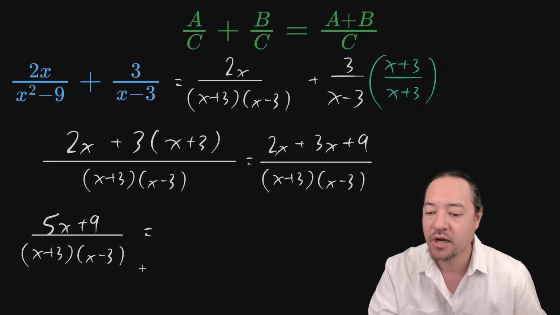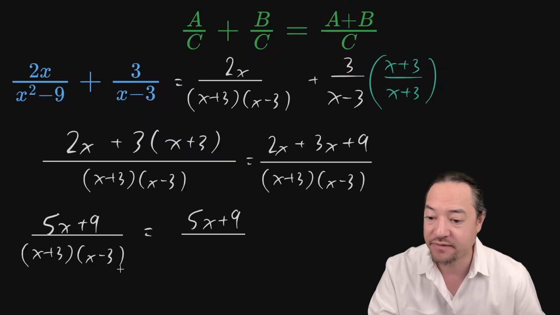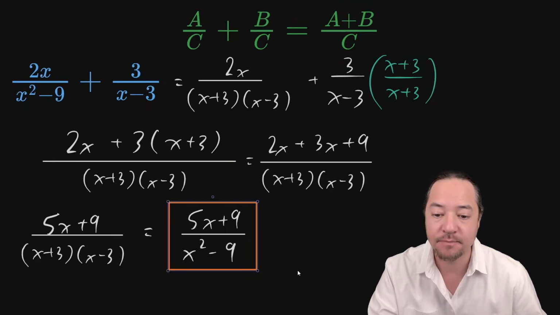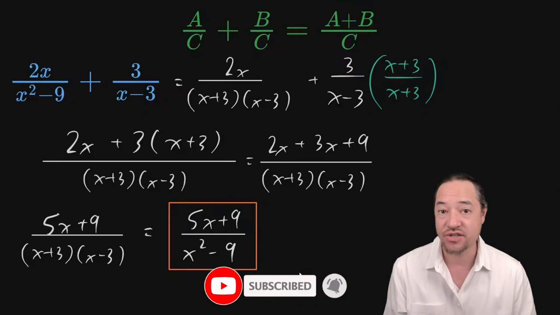Or if you want to, you can FOIL out the denominator. So I'll get a 5x plus 9 over, well, this is the product of the sum and difference here, this binomial. So that'll be an x squared minus 9. And so that's another way we could write this down. And that would be the final answer here for this sum of rational expressions.